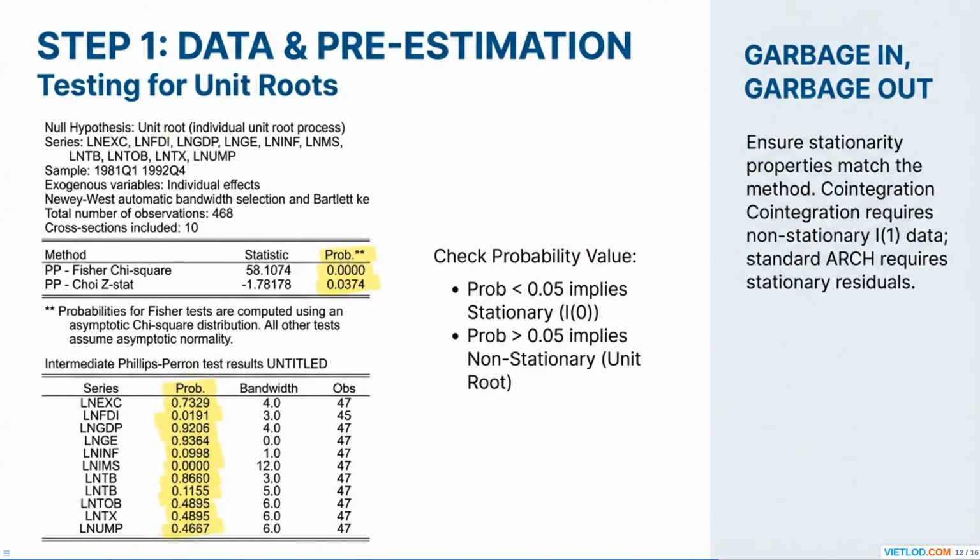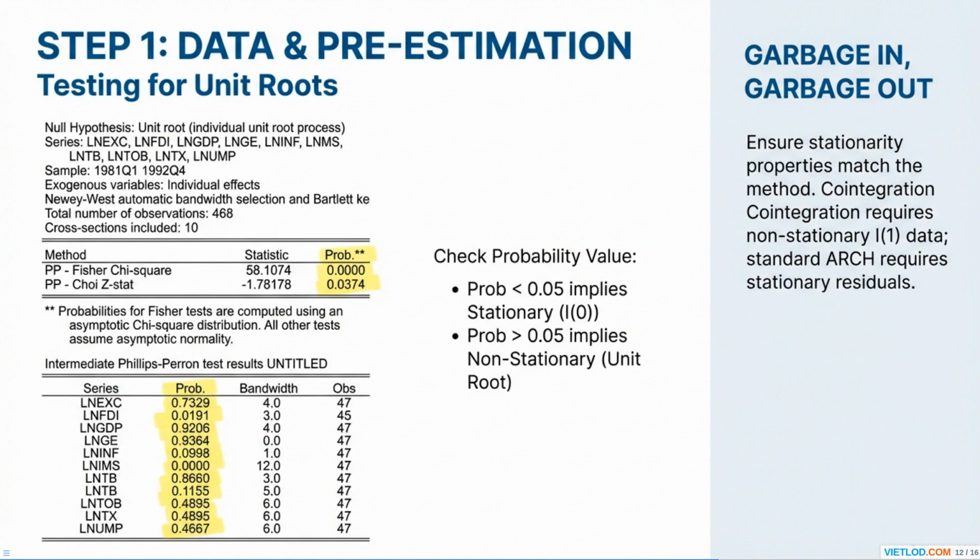The principle of garbage in, garbage out is paramount in econometrics. The validity of your results depends on using a method that matches your data's properties. A unit root test, like the Phillips-Perron test shown here, is used to determine if a time series is stationary or non-stationary. The null hypothesis of these tests is that a unit root exists, meaning the series is non-stationary.